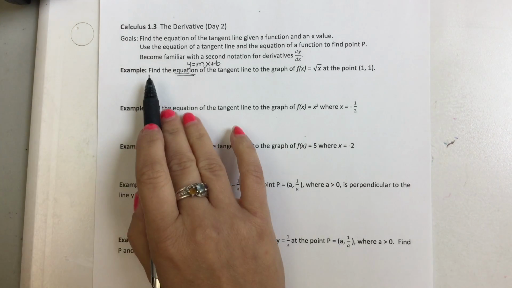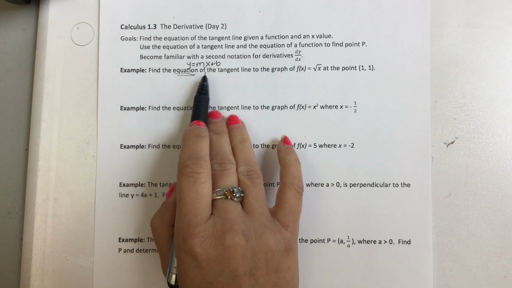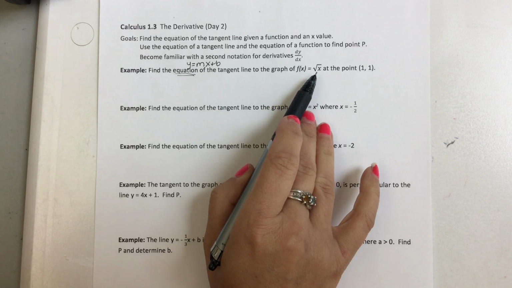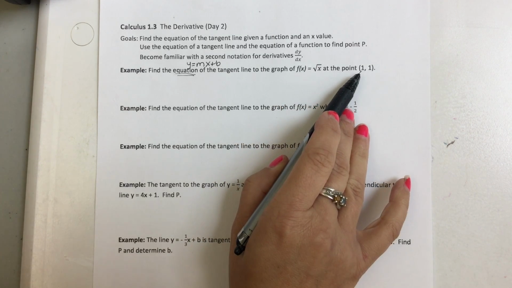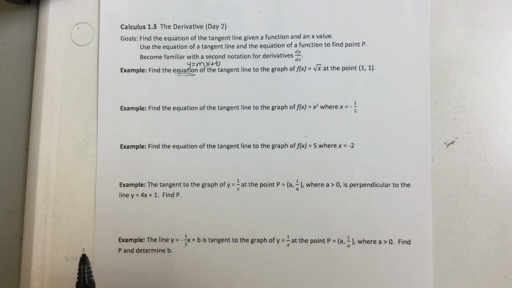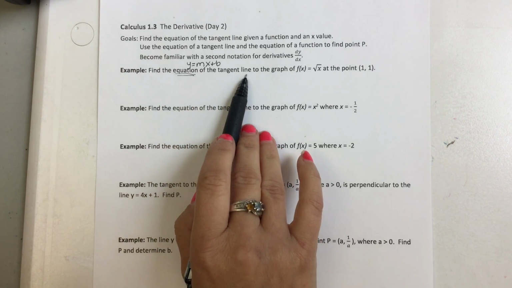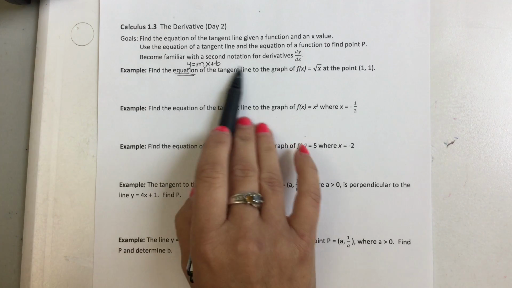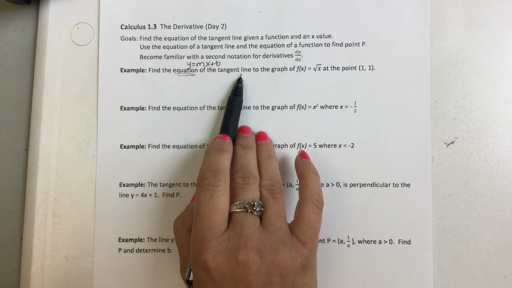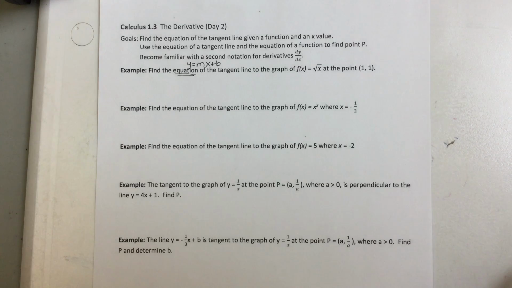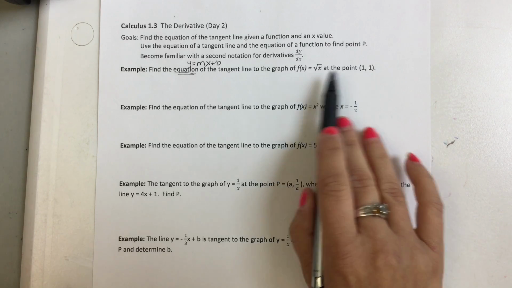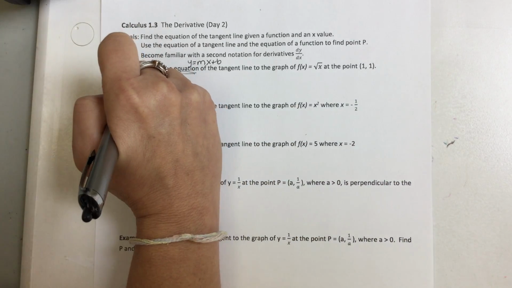Okay, back to this. Find the equation to the tangent line to the graph f of x equals the square root of x at point (1, 1). Well, in order to find the equation of a line, of any line, whether it be a parallel line, a perpendicular line, a tangent line, you need a slope and you need a point. Well, we have a point, but we don't have a slope. That's where the derivative comes in.